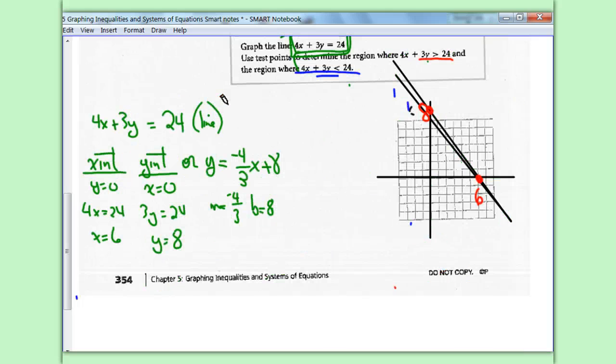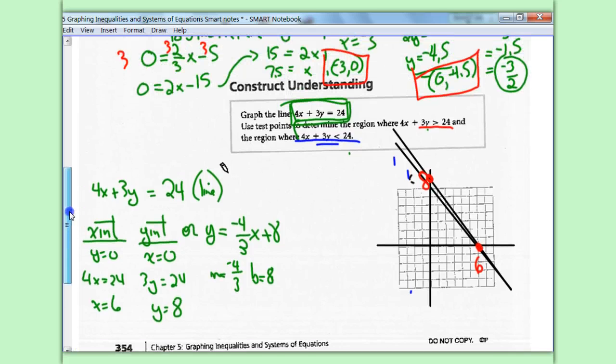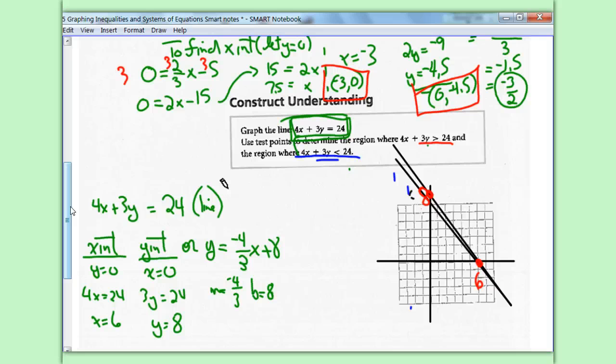Whatever method you chose, you should have a line that looks like that. My line has an x-intercept of 6 and it has a y-intercept of 8. And how you get there is really up to you. You could have switched it to y equals mx plus b form, your call, but your line needs to look like that. Now the question is, to shade in red, or whatever color you have, the part of the graph where 4x plus 3y is greater than 24, and in blue, shade the graph where it's less than 24.